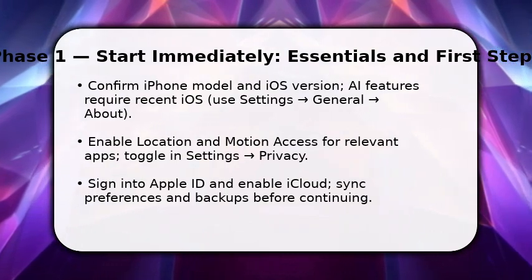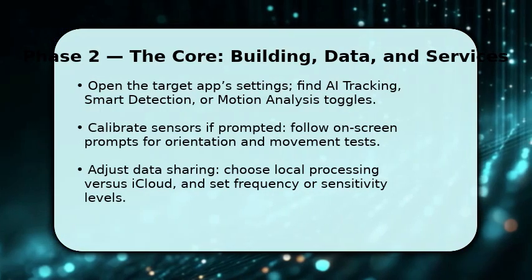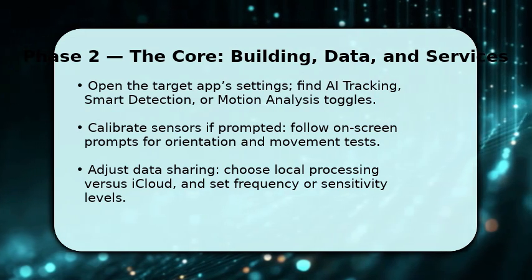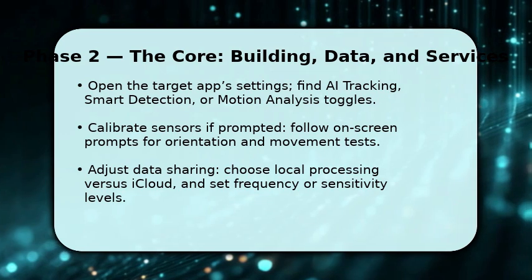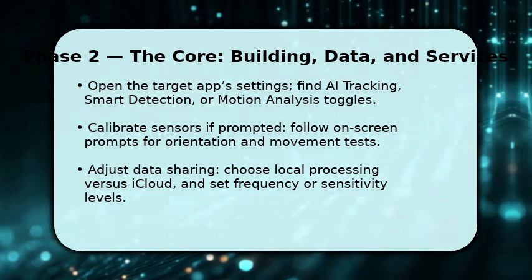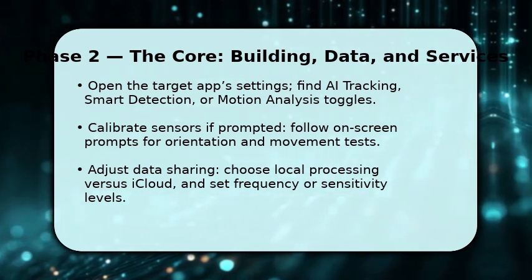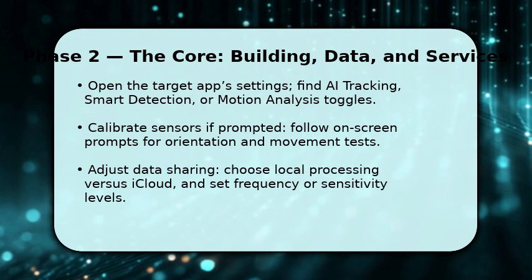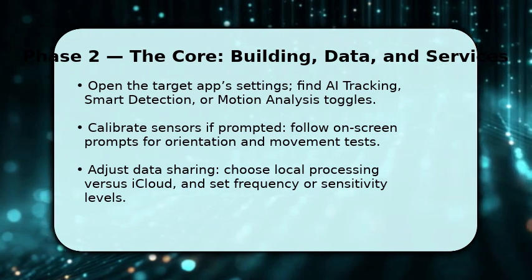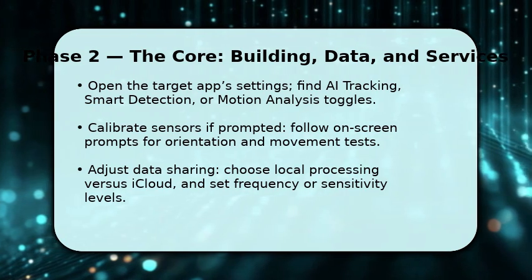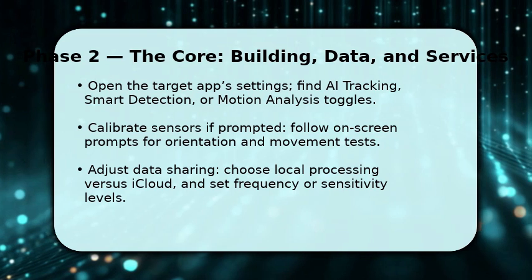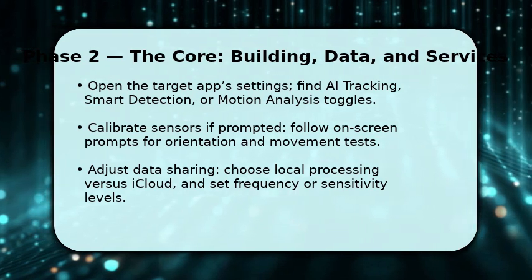Now configure AI tracking within the app and iPhone settings. Open the app, locate AI tracking or smart detection options, and enable the specific tracking modules you need. Calibrate sensors when prompted. Follow the on-screen orientation and movement tests so results are accurate. Next, decide where processing happens, on-device for privacy or iCloud for cross-device sync, and set detection sensitivity and sampling frequency.